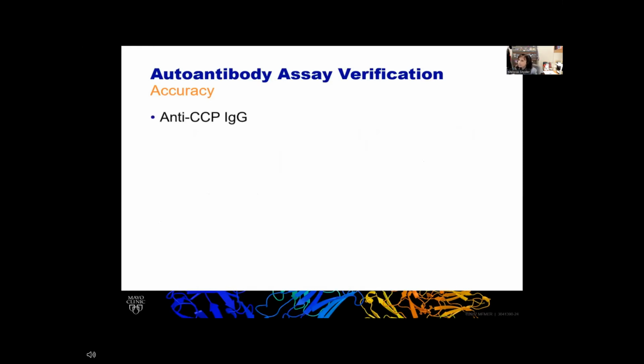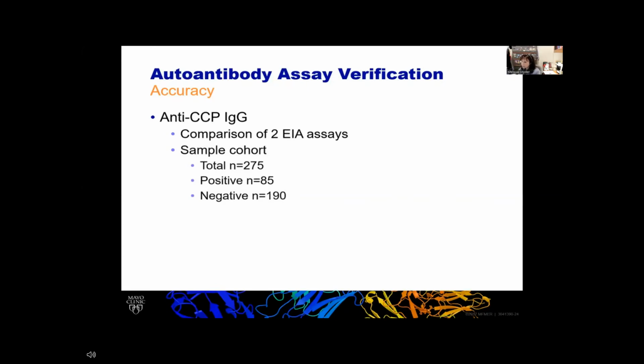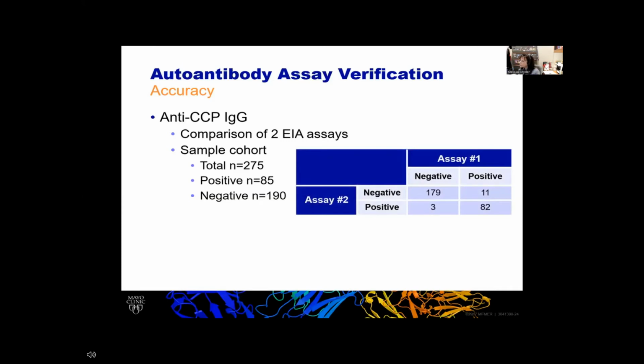So the first one I'll talk about is the anti-CCP IgG testing. This is a marker for rheumatoid arthritis. And when we began doing this testing, we started off by just doing a simple method comparison between two enzyme immunoassay methods. We collected a sample cohort of 275 patients, individuals, I should say. We had a total of 85 positive specimens based on the predicate enzyme immunoassay that we were comparing to, and 190 negative samples. And this is the correlation that we saw across those 275 samples.